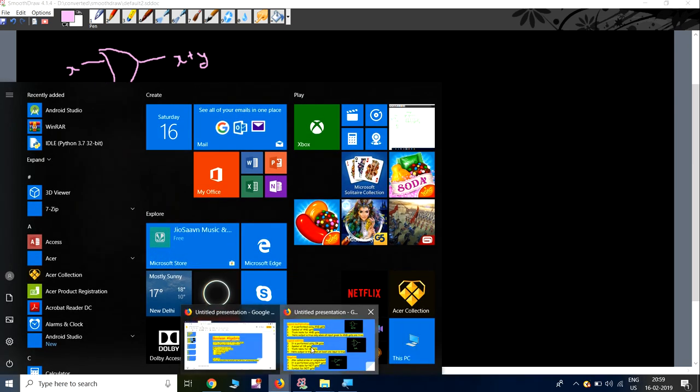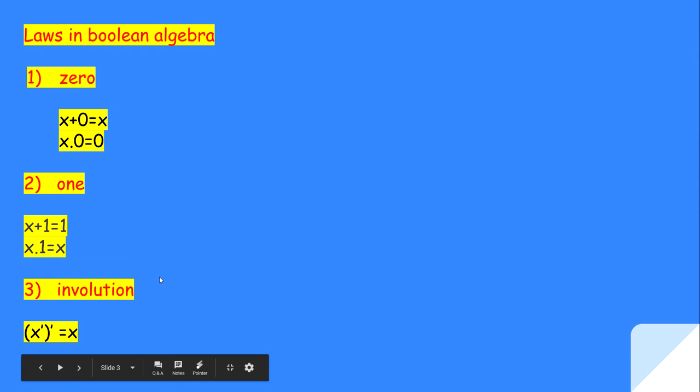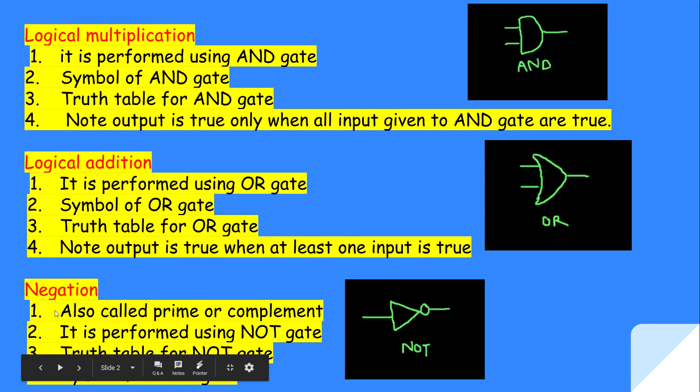So just remember that output is true if at least one input is true. So let's move on to our fourth operation, which is negation, also called prime or complement. It is performed using the NOT gate. So this is the symbol, there is one triangle with a circle at the end. Now in the fourth point, we have the symbol, which I have told you, and let's talk about the truth table.